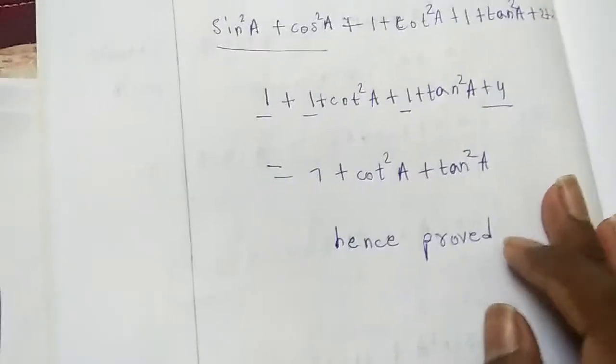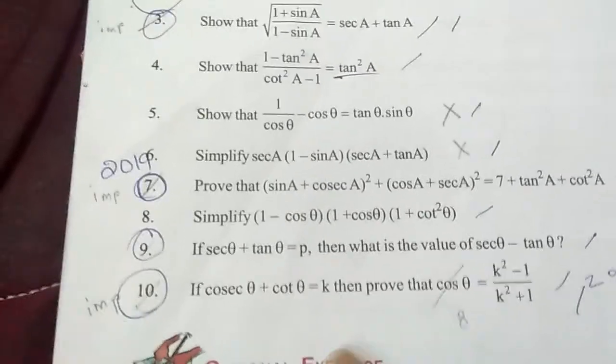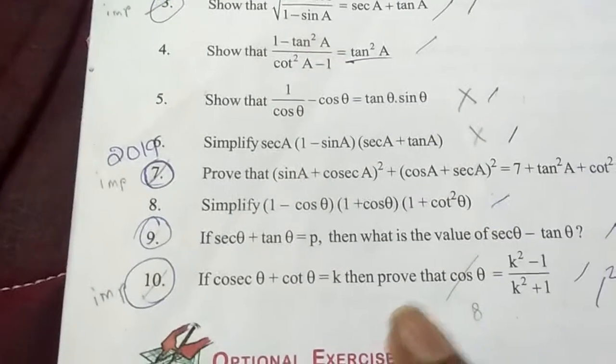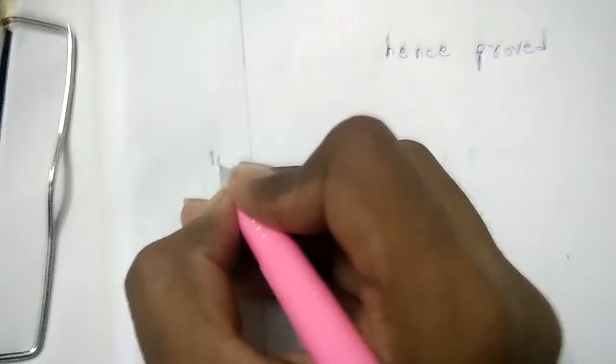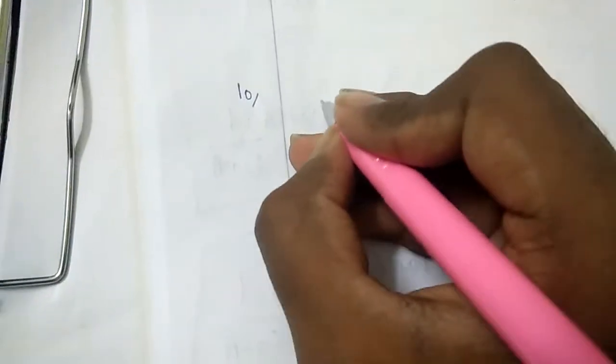Now coming to 10th problem. In this problem, yesterday I told in many ways. If you didn't watch the video, please go and watch it. So here, if cosec theta plus cot theta is equal to k, then prove that cos theta is equal to k square minus 1 by k square plus 1. As yesterday I told in one method, I am following that one only today also. There are many ways to do this one.